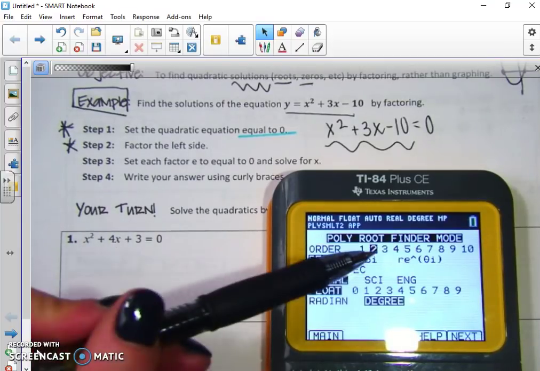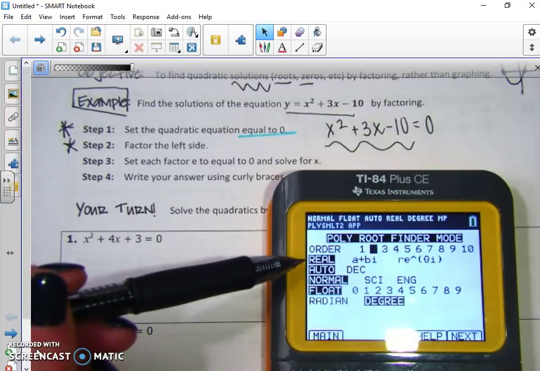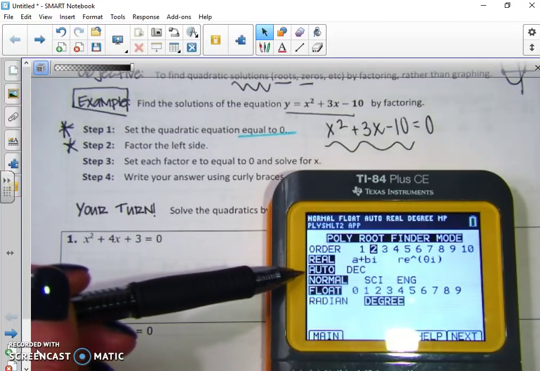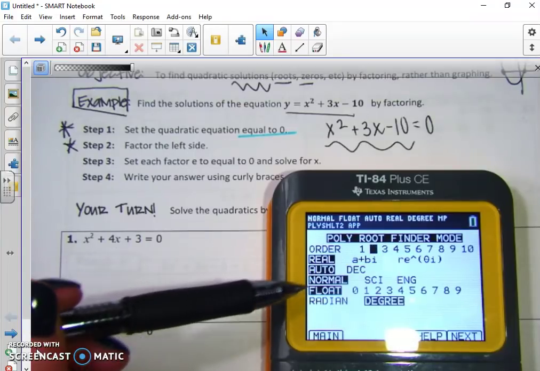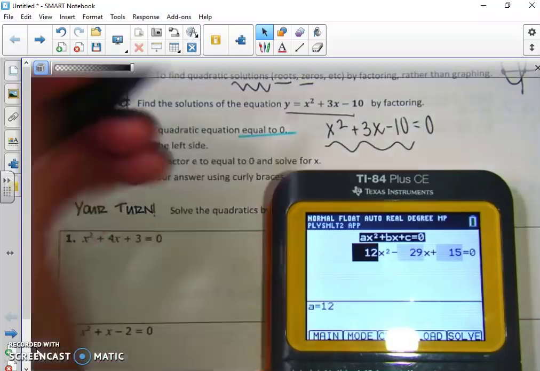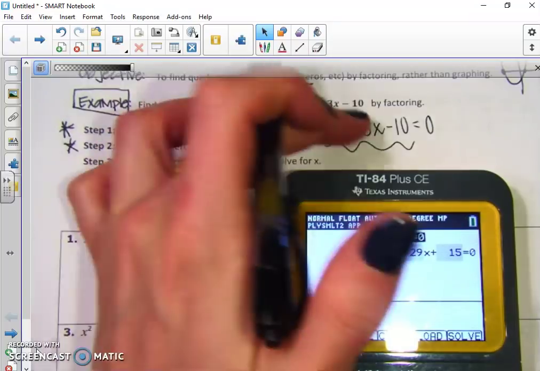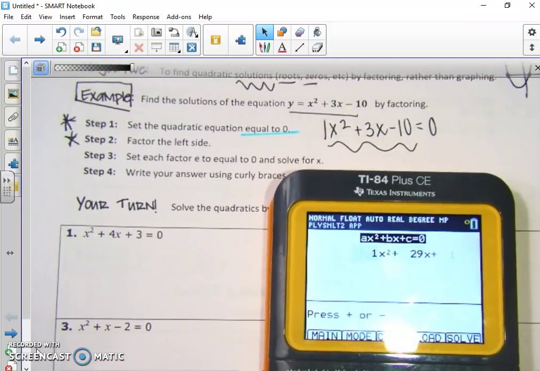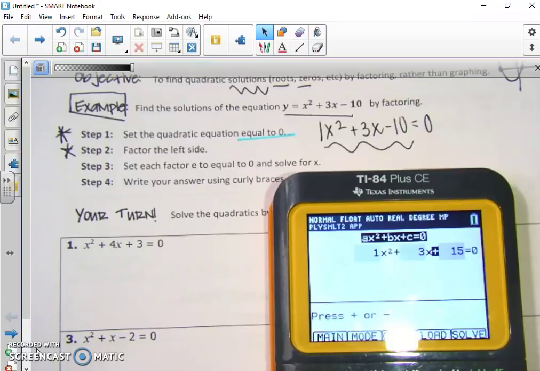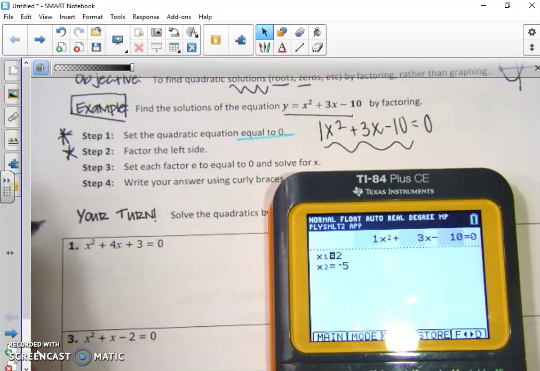We want to make sure that it has an order of 2 since we're looking at a polynomial with x squared. Real, auto. Yours probably says fraction, so make sure that fraction is highlighted. Normal, float, degree. And then we're going to type in the coefficients. So we have 1 for a, plus 3. I know yours looks slightly different, so you would just put in a positive 3 for 3x. And then minus 10, so you'll put a negative 10 for yours, because I know our screens look a little different. Okay. So we'll solve this.